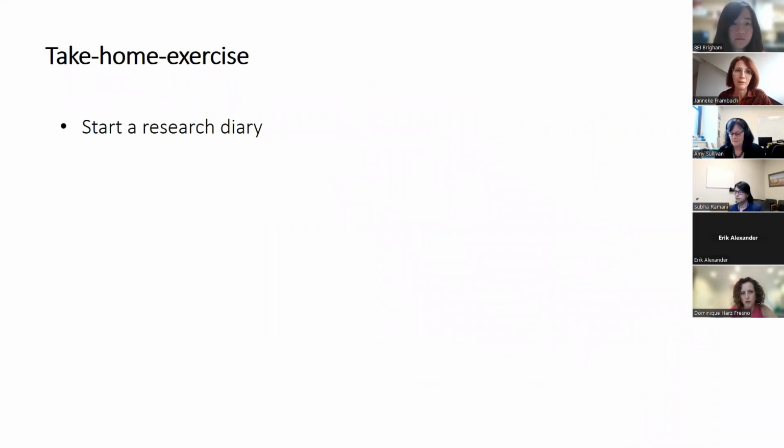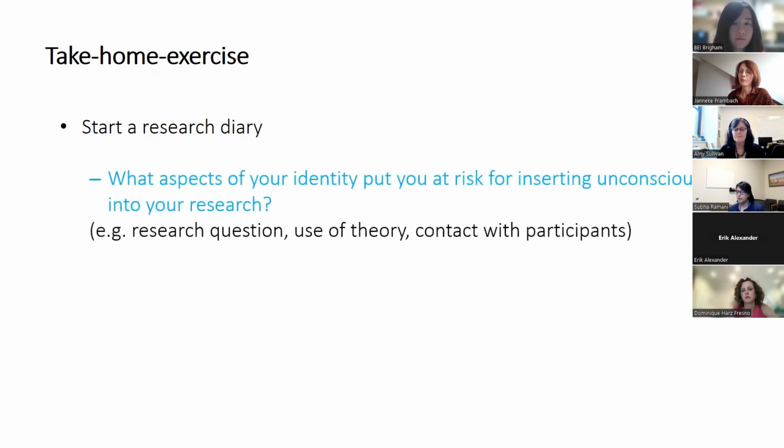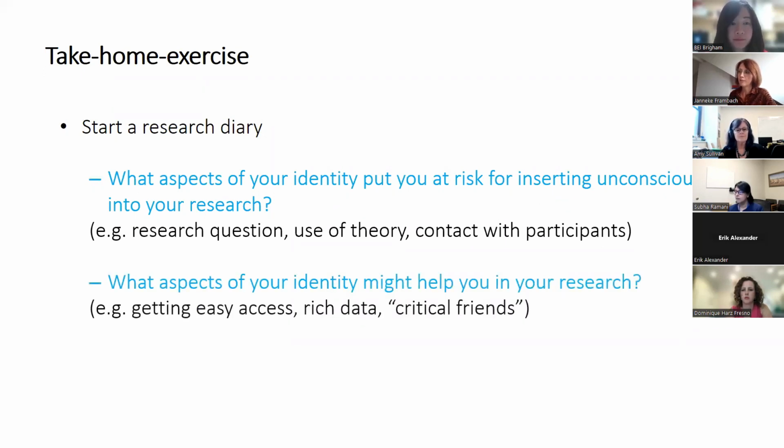So this is something I would want to give you as a take-home exercise: to start a research diary in which you, for example, list aspects of your identity and then try to think what aspects of my identity put me at risk for inserting bias into my research. For example, how I phrase my research question, how I use theory, but also which aspects might help me in my research. For example, getting easy access to rich data. I have critical friends that I could use.